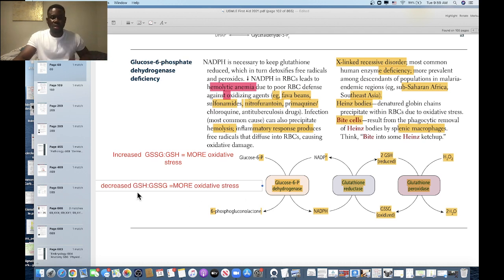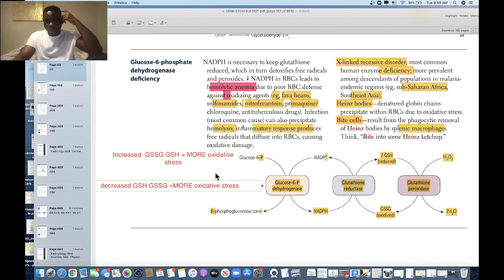Okay, so if they bring this decreased ratio first, like GSH, it means that the bottom one is more. That is why it is decreased. If we have decreased this ratio, it means the bottom one is more. This is the oxidized one, which is not good. So if you have more of the not good one, then there is oxidative stress. Here also, if you have an increase, it means that this one is less. That's why the ratio is increasing. So there's more oxidative stress.